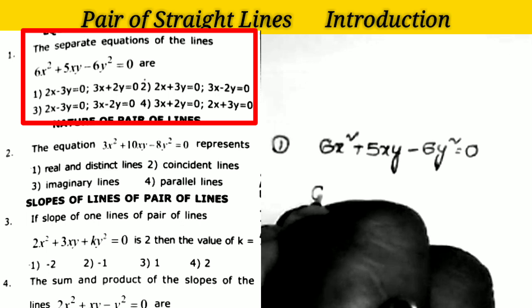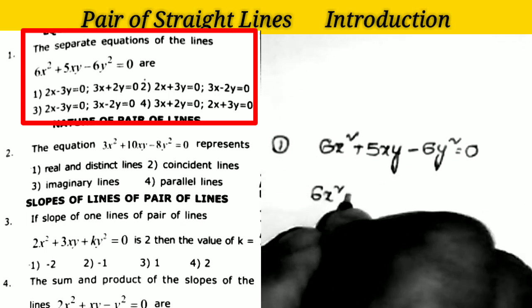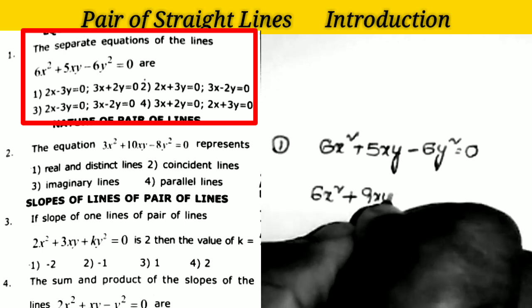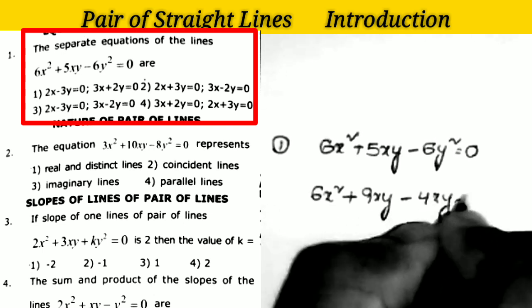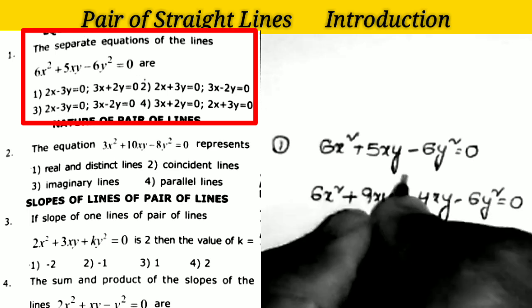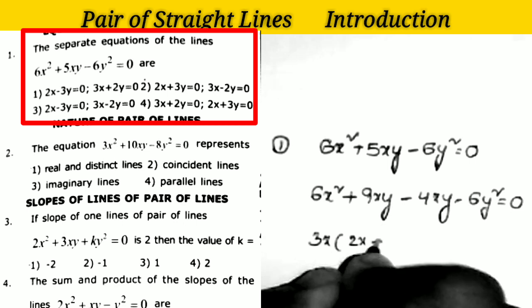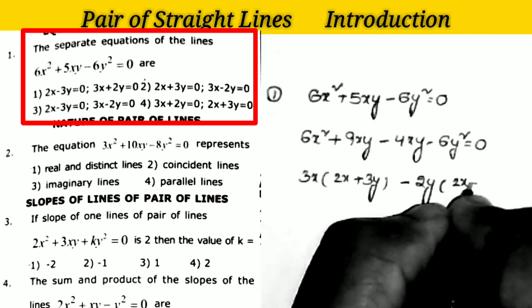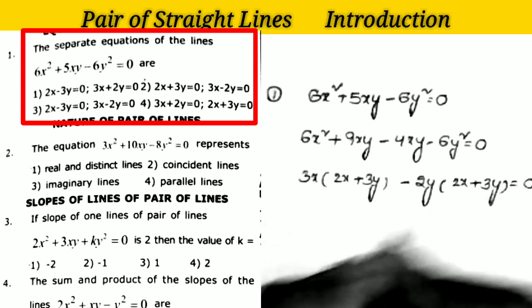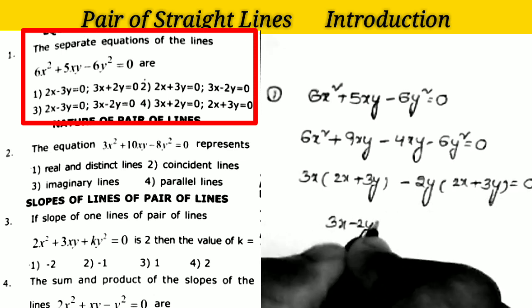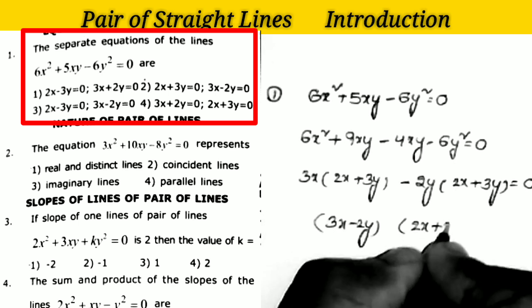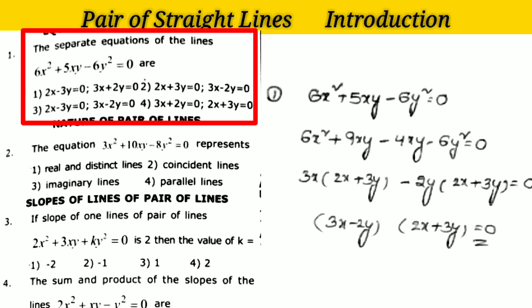That is 6x square. What is the product value here? Minus 36. What are the factors? 6x square plus 9xy minus 4xy minus 6y square. So to get the separate lines, just do the factorization. Now taking 3x common here, 3x into 2x plus 3y, and here taking minus 2y common, minus 2y into 2x plus 3y is equal to 0. Therefore the two lines' equations are 3x minus 2y into 2x plus 3y is equal to 0. The first line is 3x minus 2y is equal to 0, and the second line is 2x plus 3y is equal to 0, and that is the second option.